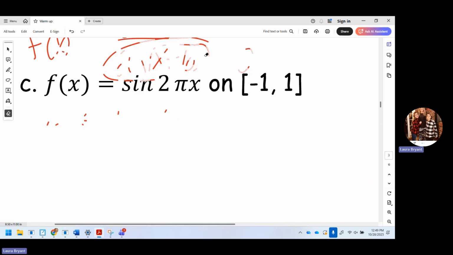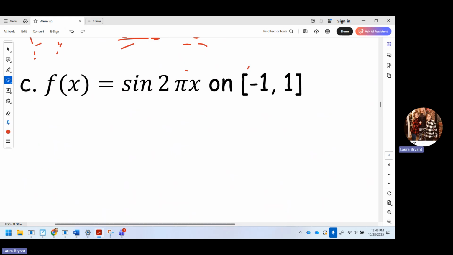So sine and cosine are both continuous graphs. I think you could probably visualize your sine and cosine graphs and just convince yourself that it's continuous. But also because sine and cosine don't have a fraction, square root, or logarithm.